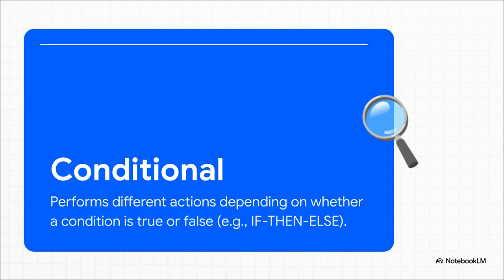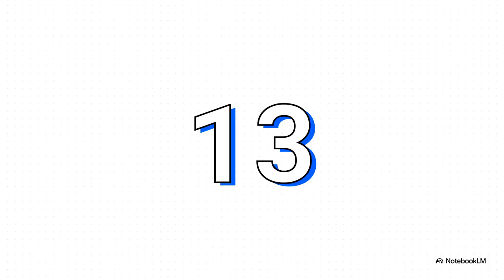You've probably heard of the most famous one, the if-then-else statement. It's simple. If a certain thing is true, then do this one action. Else, do a different action. This basic structure, believe it or not, is the foundation of all digital decision-making, from checking your password to how complex AI works. All right, let's put it to the test.